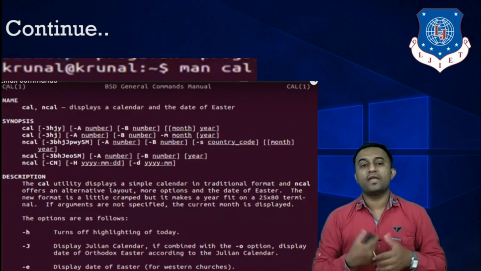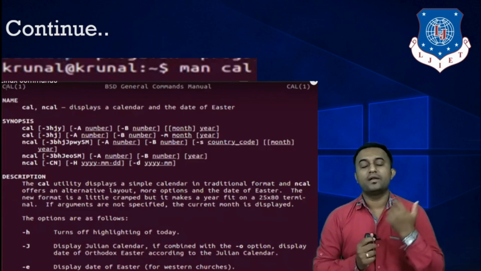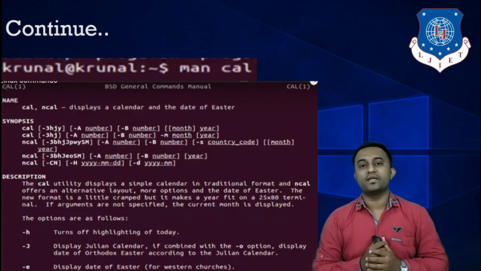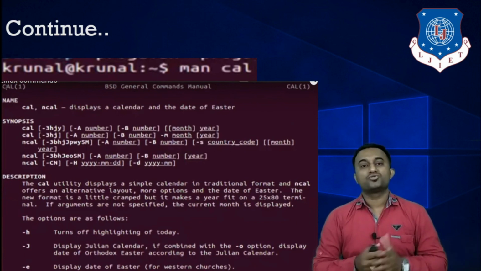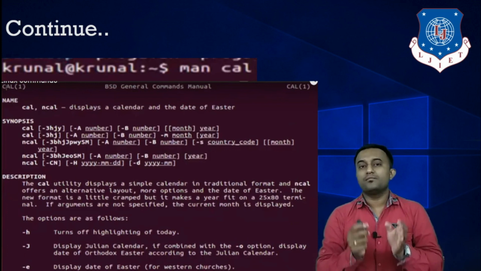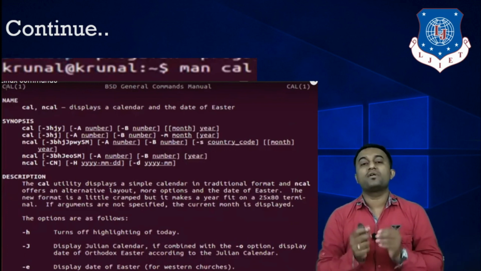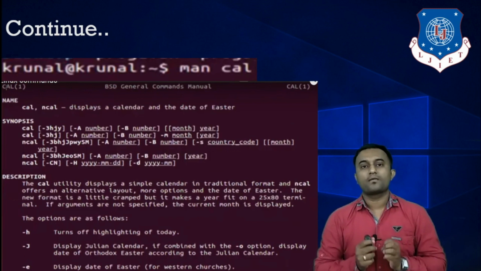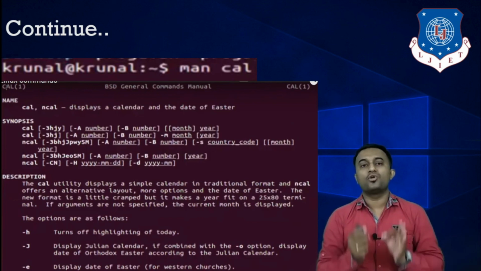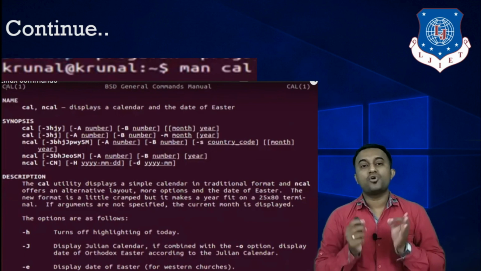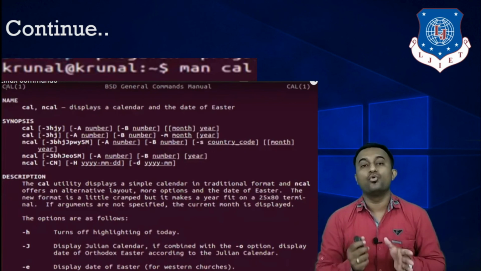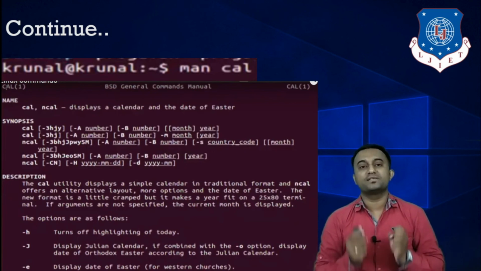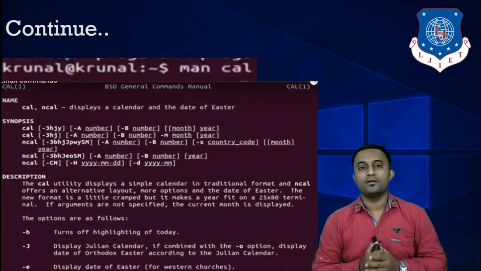If you use -h, it will turn off the highlighting of the particular day, which is the default setting. If you want to change it, you use -h with the cal command. This manual is available for each and every command that we have in Linux. If you want to see the various options and the syntax of a particular command and what it can do, all this information is available with the help of the man command.